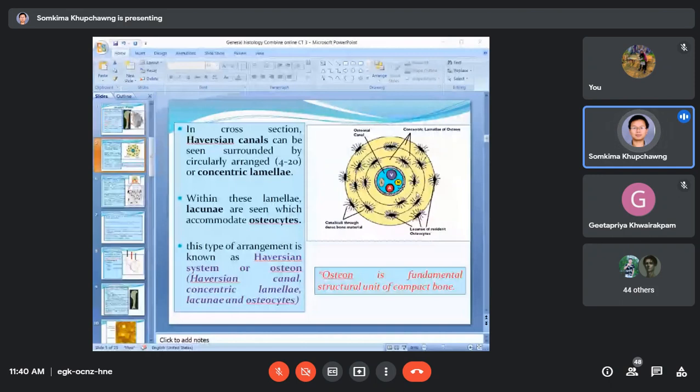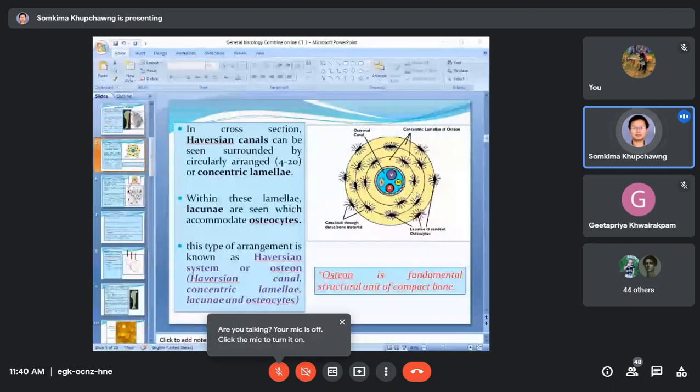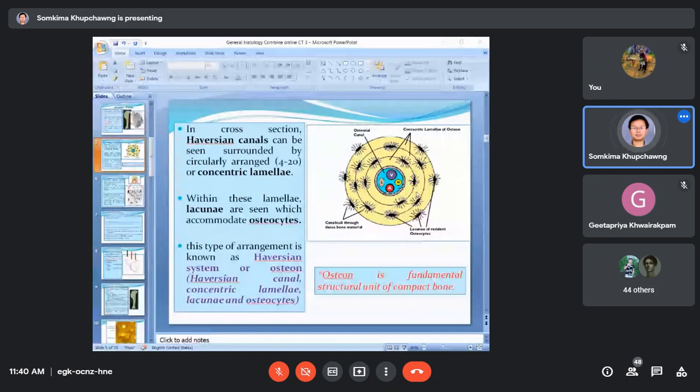So what is the Haversian system or the osteon? The Haversian system consists of the Haversian canal, then the concentric lamellae, and then lacunae, and inside lacunae, osteocytes. All this structure together is known as the Haversian system, or the osteon. This Haversian system or osteon is considered the fundamental structural unit of the compact bone.